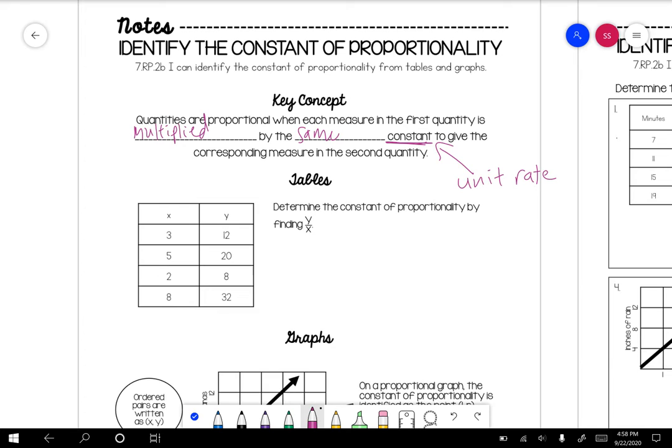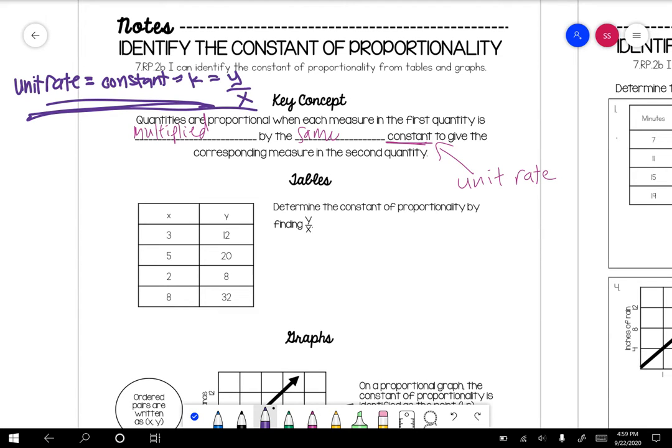So actually, let's just write this bold and underline it and make sure everyone's totally clear on this. I'll do it up here. Unit rate equals the constant, and both of those are represented by the letter K, and you can find the unit rate, the constant, or K, by y divided by x. Okay, so that's pretty much the key concept there.